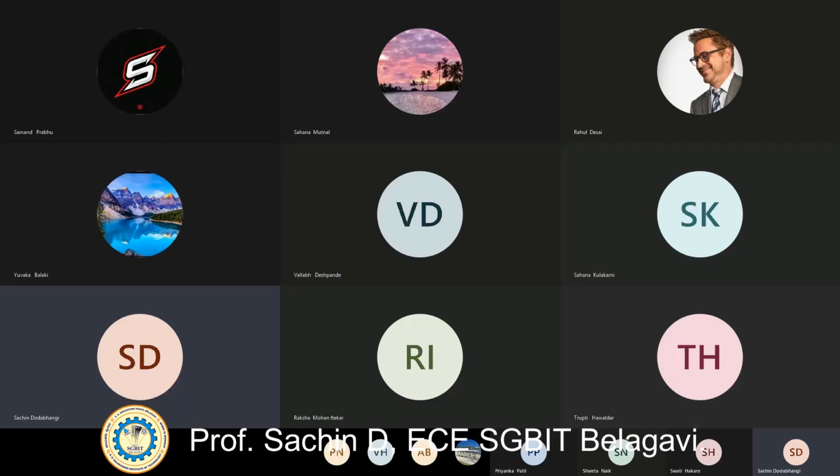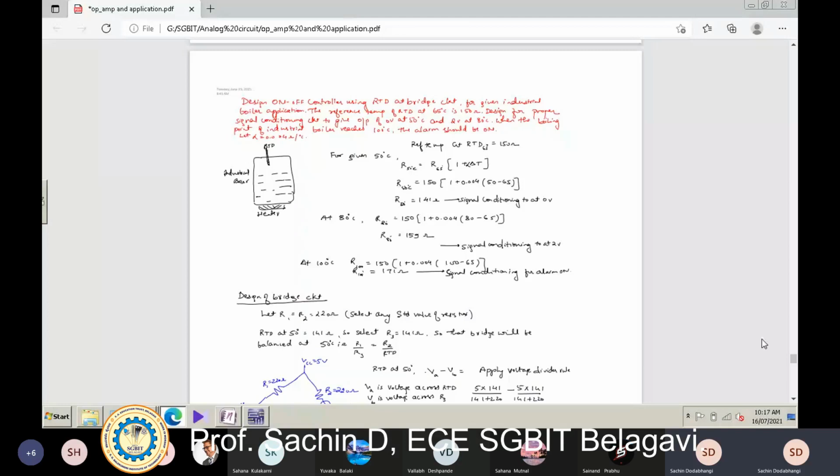Content beyond syllabus, the second one. This is my second lab experiment. Totally there are 2 lab experiments based on content beyond syllabus. The first one you have done for the V2I converter. The second is the on-off controller. So this is your design question: design an on-off controller. You can read it.